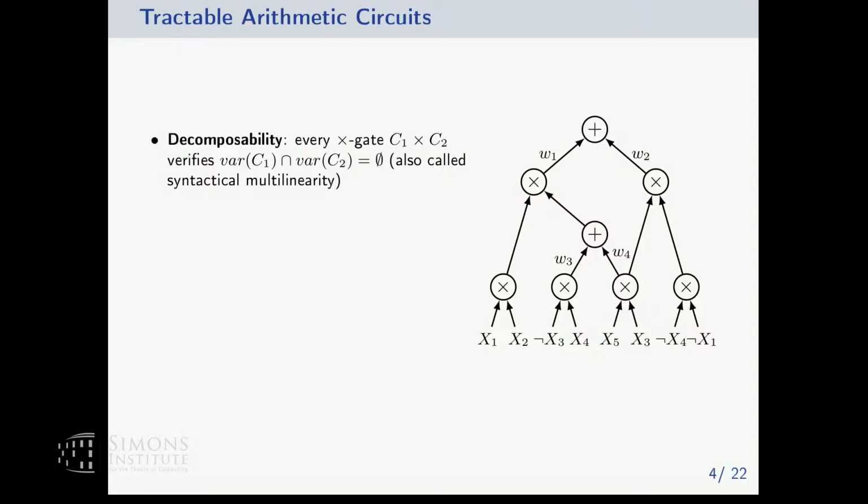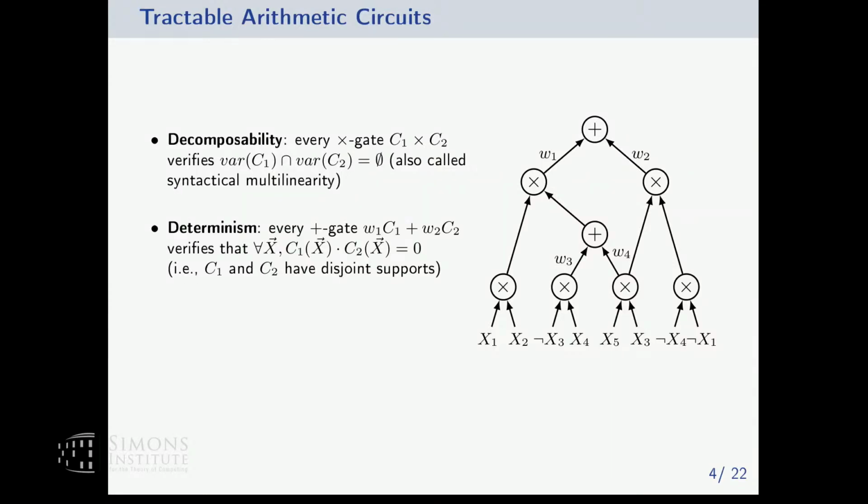Like this one, the first circuit works on X1, X2. The second circuit is working on X3, X4, X5. So that's disjoint. This is also called syntactical multilinearity. And in fact, it's a syntactical property. If I give you an arithmetic circuit, you can check in polynomial time that it's decomposable. That's not a problem. The second property, on the other hand, is semantical: determinism.